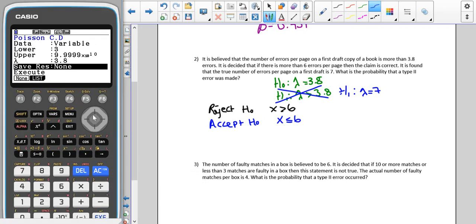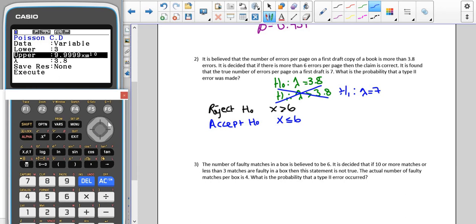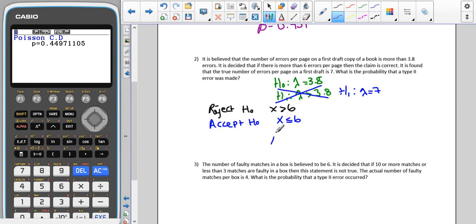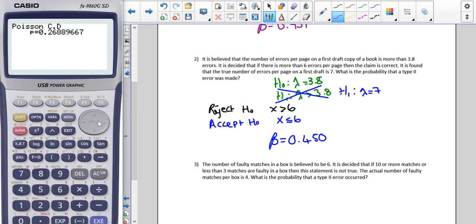in PCD, this time our lower is 0 because you can't have less than 0 errors. Our upper is 6, our lambda is 7, and that gives us our probability of making a type 2 error, our beta, which is 0.450 to 3 significant figures. And again, if you have one of these older types of calculator, your x would be 6, your lambda would be 7, and you end up with the same answer.